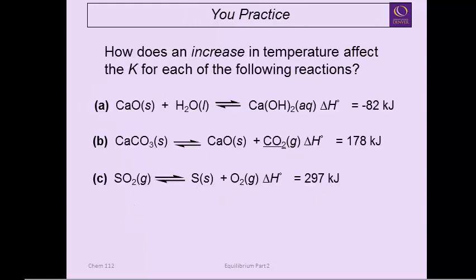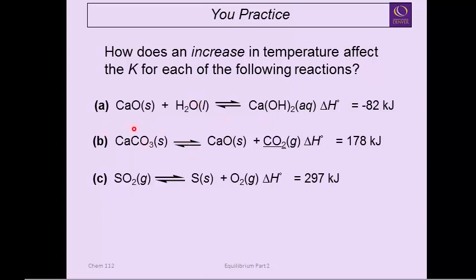So you practice. How does an increase in temperature affect the K for each of the following reactions? Long story short, you now have the heat of reaction. You have an equilibrium expression. The real question is, which way are things going to shift if you increase the temperature of this reaction? So the way to think about it is, this reaction is settled into equilibrium. Then you increase the temperature, in what way should it shift?